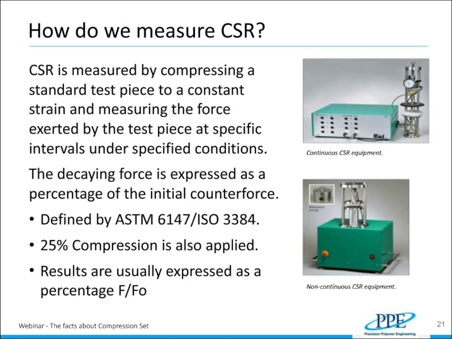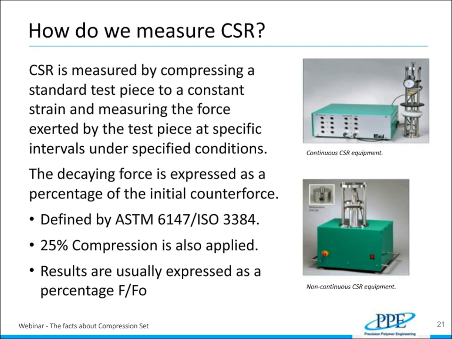So how do we measure it? A standard test piece is again compressed between two flat sheets to often 25%, and the force exerted by this test piece at specific intervals is then measured. This can either be continuous. The top picture there shows continuous CSR equipment. There you've got two metal plates directly attached to a force meter and height gauge, and that goes straight to a computer, which is very regularly taking a recording of the force being returned by that O-ring sample or button sample or whatever it may be.